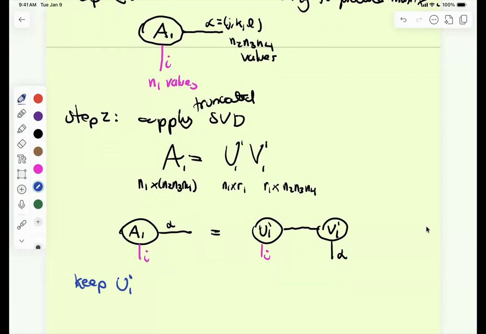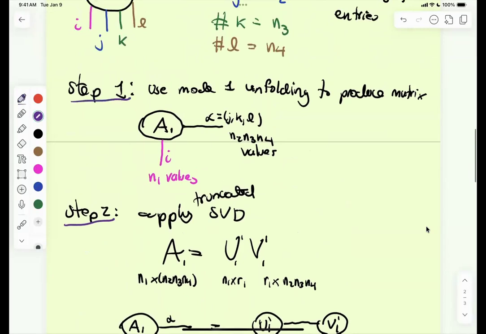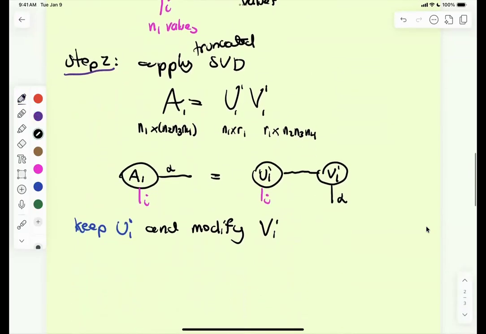So you take the tensor, turn it into a matrix, do the SVD, then turn the second factor into a tensor again, then matricize it again in a different way. It's a back and forth between producing a tensor and a matrix. And then modify V1 prime. So how do you modify V1 prime? Let's call this step 3. This was step 1, this was step 2, now we have step 3.